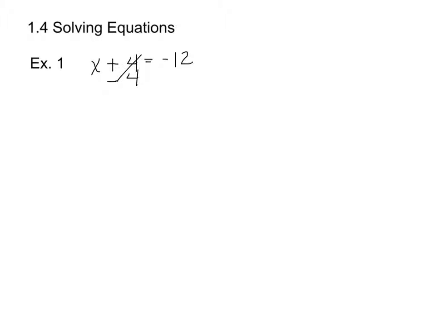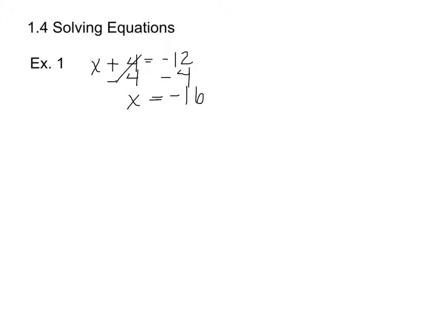from both sides. Now at this level in our math, now that we're in Algebra 2 Honors, you don't have to actually show that step. So you can go right to x equals whatever negative 12 minus 4 is, negative 16.